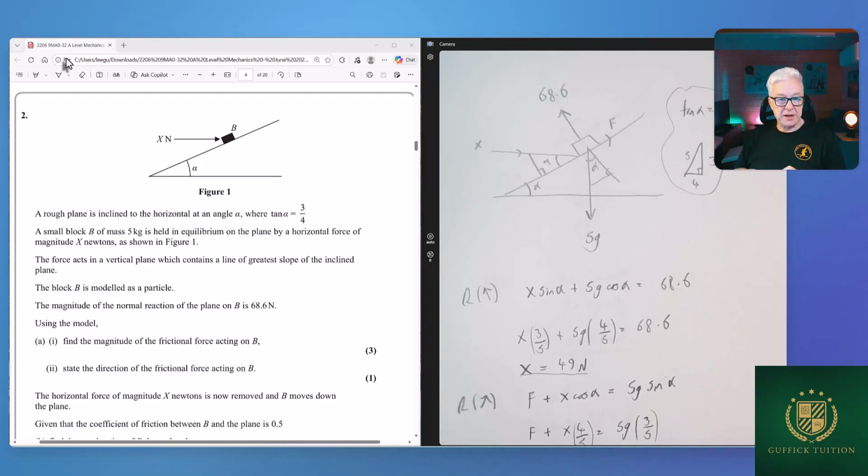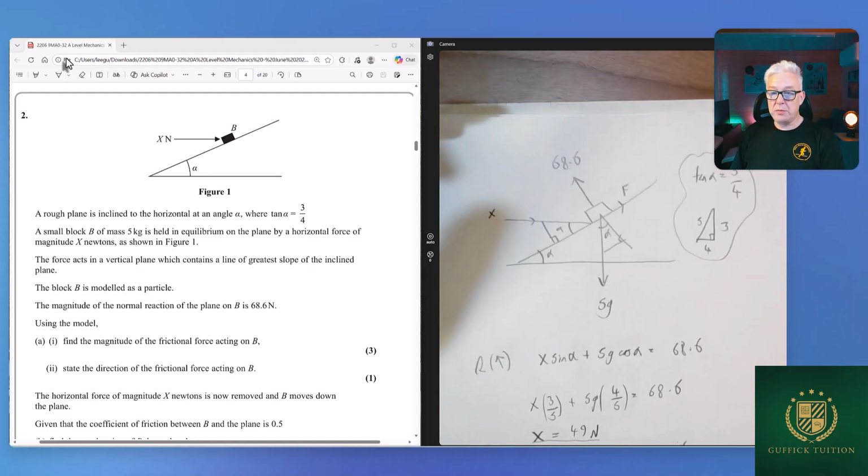The force acts in a vertical plane which contains the line of greatest slope of the inclined plane. The block B is modelled as a particle. The magnitude of the normal reaction of the plane on B is 68.6 newtons. Using the model, find the magnitude of the frictional force acting on B and state the direction of the frictional force acting on B, and that's 4 marks.